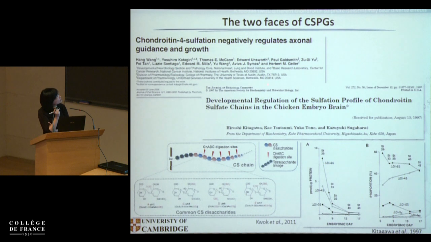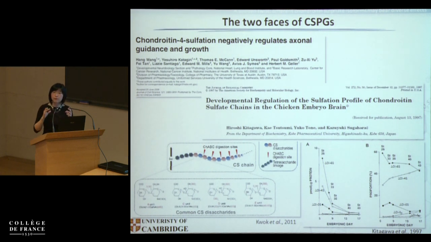In this paper, our collaborator Herb Geller has shown that chondroitin 4-sulfate is actually negatively regulating axon guidance. And very early on, in Kazuki Sugihara's work, they also saw different patterns of chondroitin sulfates during development. What you are seeing here is the development of the nervous system in chick embryos at different days: the 6-sulfate is present in very high quantity and decreases upon maturation of the nervous system. And if you look at the ratio of the 6-sulfate against the 4-sulfate, the 6-sulfate decreases upon maturation of the nervous system, while the 4-sulfate increases.